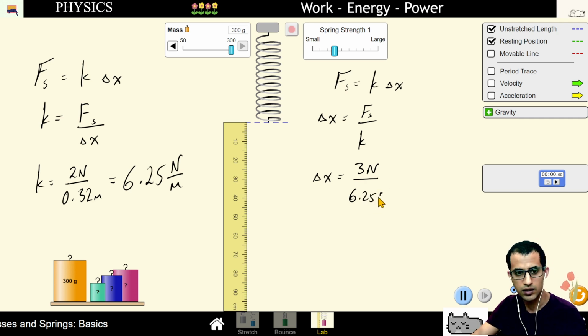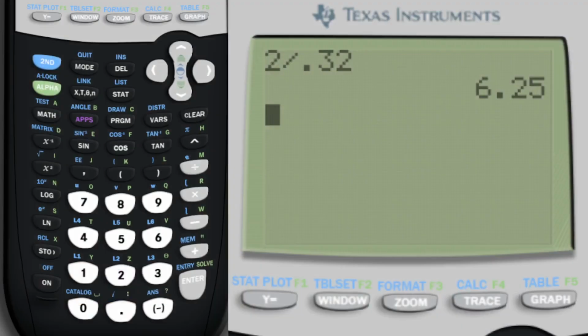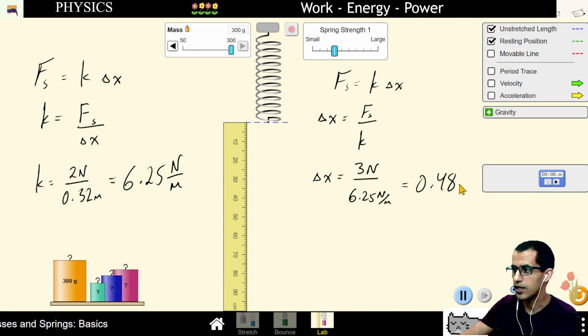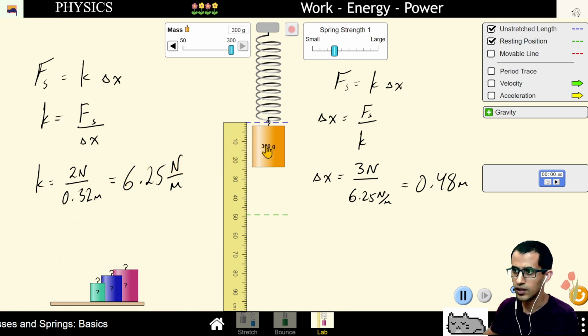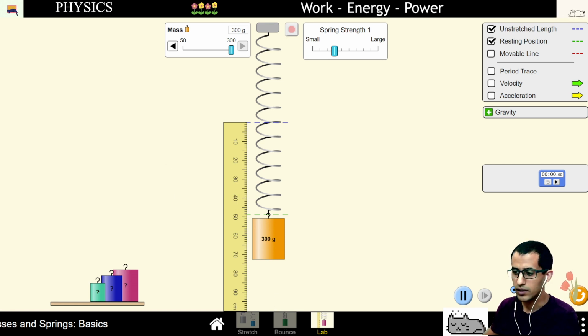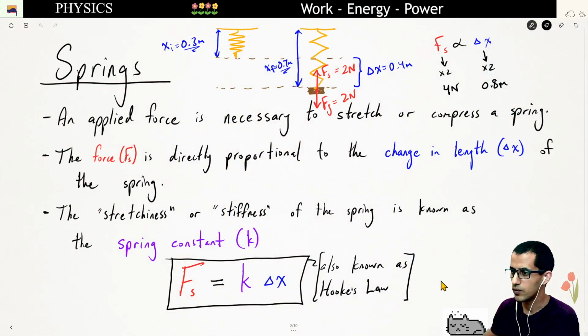newtons per meter. So 3 divided by 6.25, and we get a change in length of 0.48 meters. Let's verify that by placing the mass on the spring. Setting it to its final position, we see the length is approximately 0.48. So now we can go ahead and do some practice problems with springs.